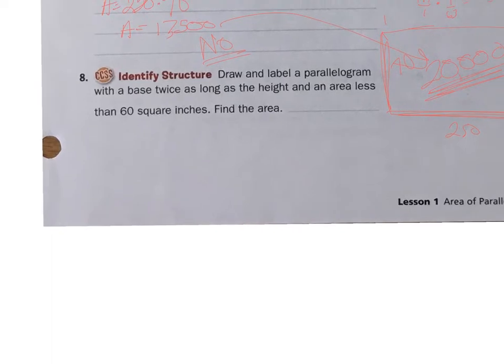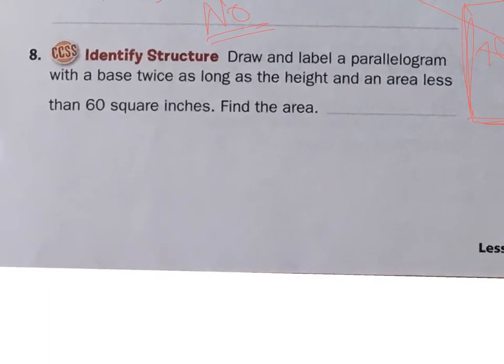Number 8, kind of a fun, creative one. Could be a few different things with this. You're going to draw and label the parallelogram. So I'm going to do my parallelogram just like this. The base, this part has to be twice as long as this. And the area has to be less than 60. Okay? So if I make this 4, this has to be twice as long, so 8. And my area equals my base times height, which is 8 times 4, which would be 32.